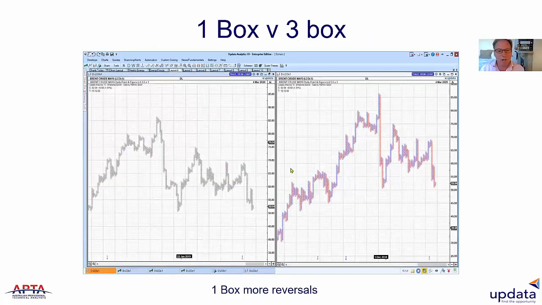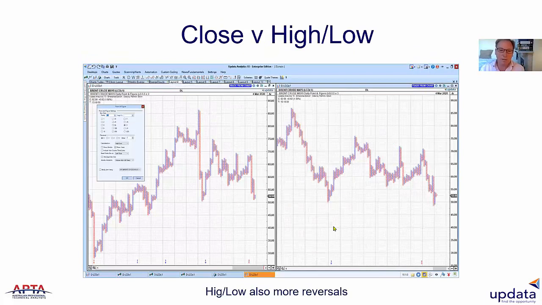So this is a 1-box chart versus a 3-box chart. They look quite different, but it just shows the difference here. And I've marked the years on the chart here, so that's last year. We can see on the 1-box chart, the reversals occur more frequently because you're only reversing by 1 box. And if you do the same with high-low charts, this is a close chart, that's a year. If you use a high-low, you can reverse more frequently again because you've got the intraday high and low movements to use to record those boxes. I just use close charts, but you can use high-low.